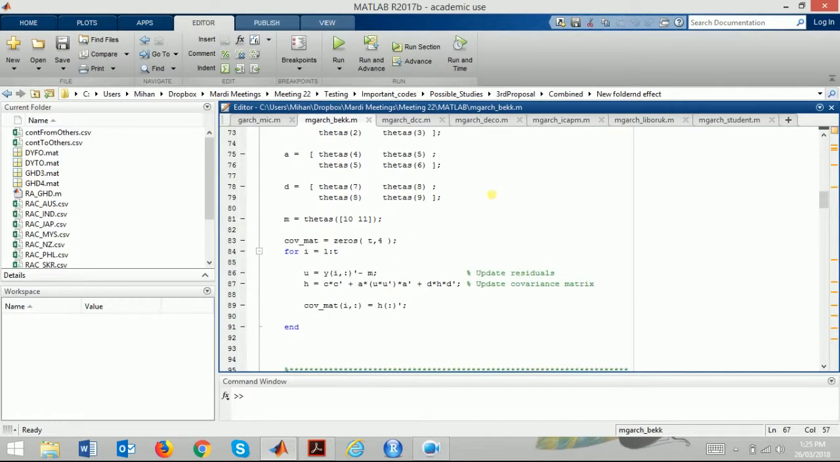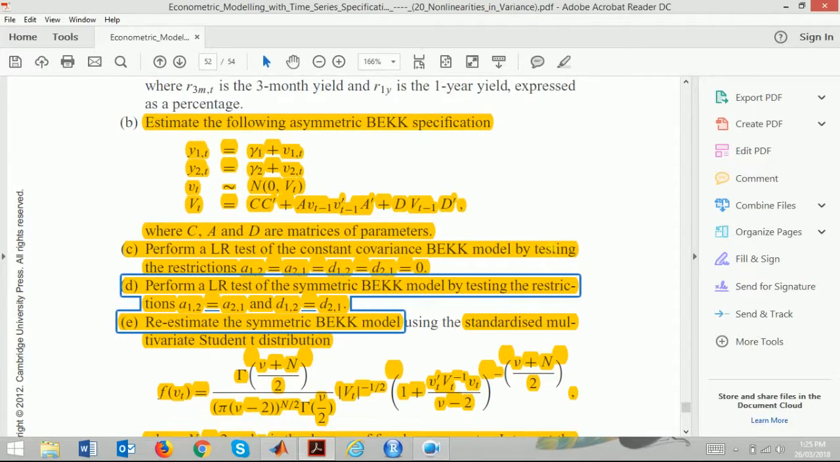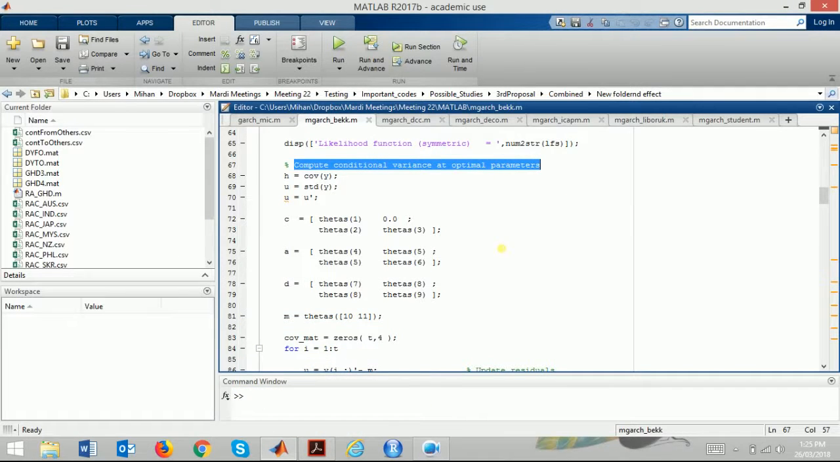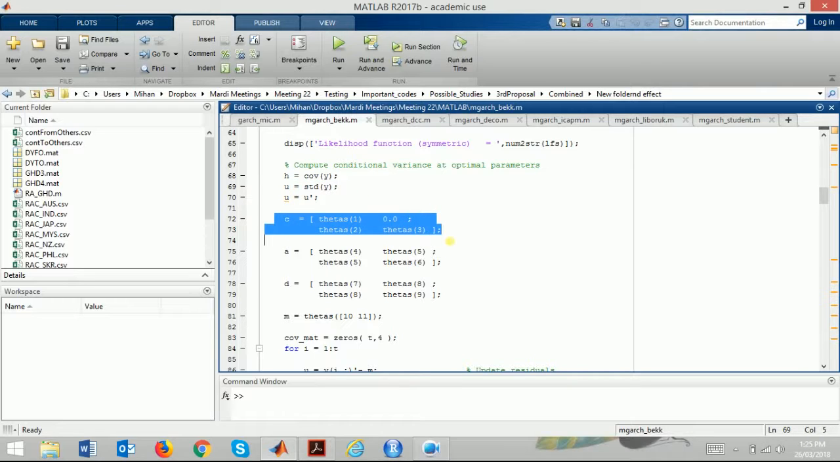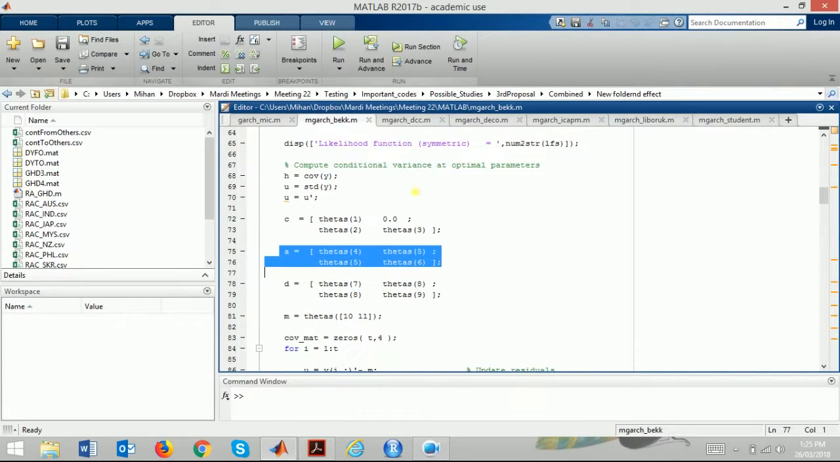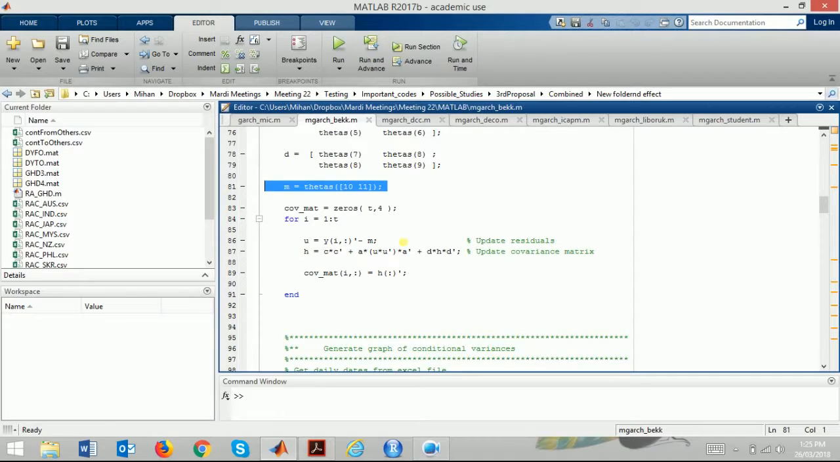Okay, in both cases we have the optimal parameters. We want to compute the conditional variance. Is it a question? So we want to estimate the conditional variance with optimal parameters. Covariance of y as it is. Now thetas have been estimated, we put them in C. Thetas are estimated, we put them in, this is the same, so at fewer parameters, which is not constant covariance. However, this is a restricted model.